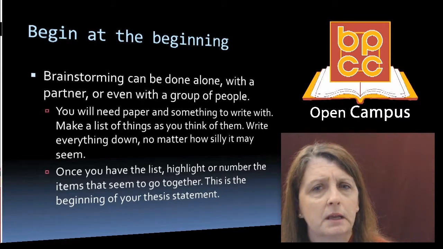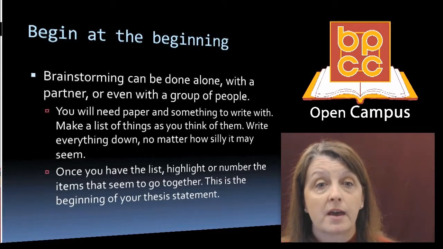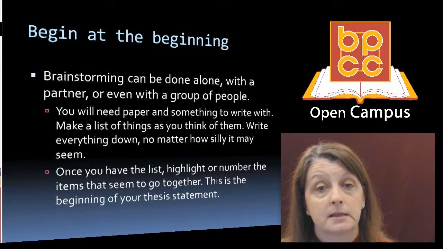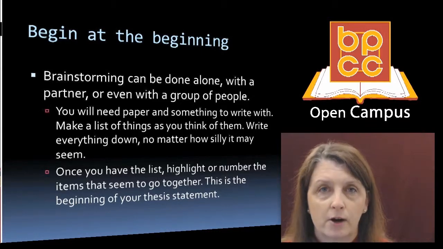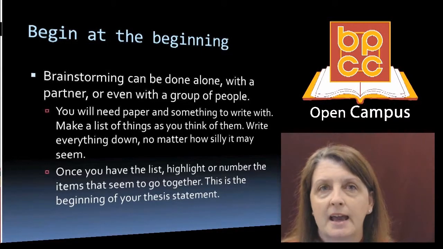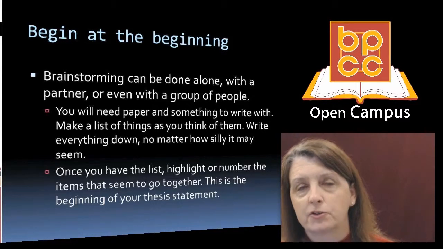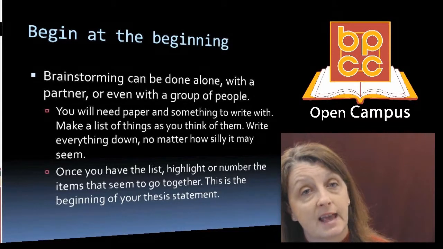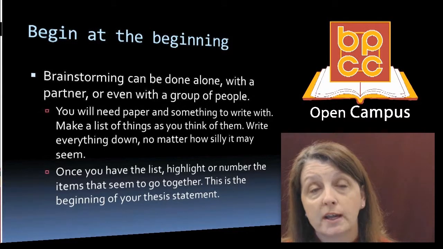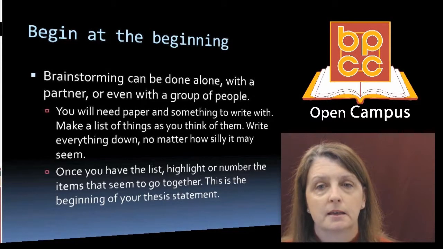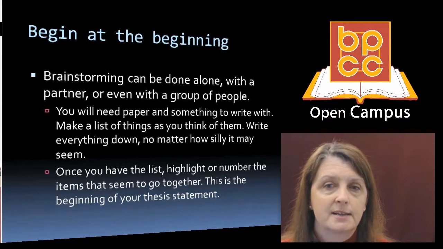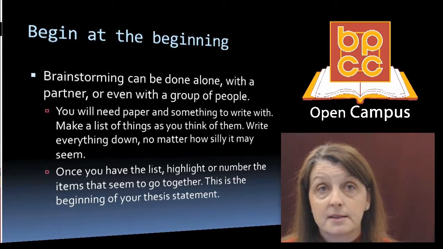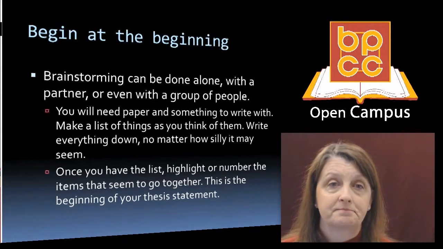So while you're brainstorming, make a list of things as you think of them. Write everything down, no matter how silly it may seem, or how stupid, or how worthless, whatever. Write it down. If you're doing it by yourself, you're just writing a list. If you're doing it with a friend, write down everything they say and write down everything you say, and then the two of you can compare your notes and see if you missed anything. So once you have the list, highlight or number the items that seem to go together. This is the beginning of your thesis statement.